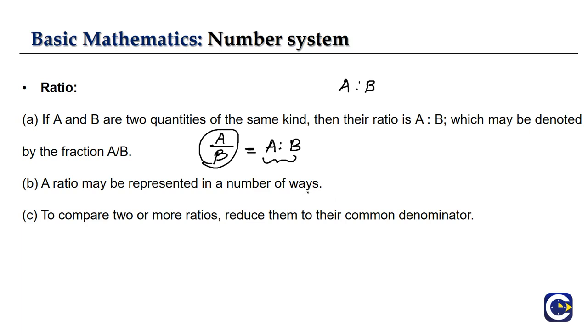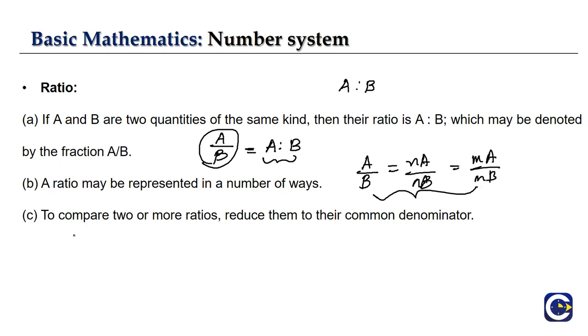Exactly. So a ratio can be represented in a number of ways. For example, I have here a by b. This is the same, and if I multiply both by a number, this is also the same: ma by mb. So likewise we can represent a ratio in a number of ways, right?